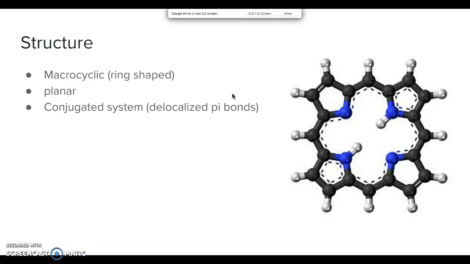The structure is very important to porphyrin's functionality, and it is a macrocyclic molecule, which means that it has a ring-shaped geometry. It is also a planar molecule, and it has a conjugated system, which means it has delocalized pi bonds.